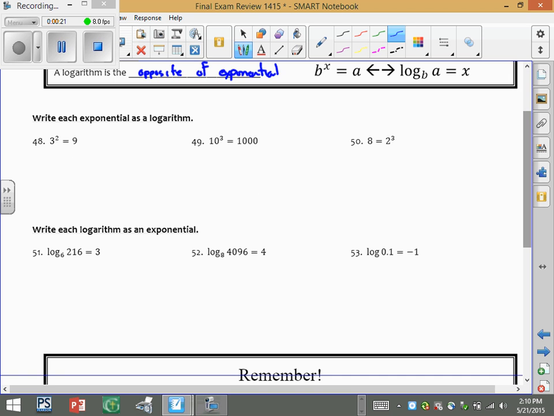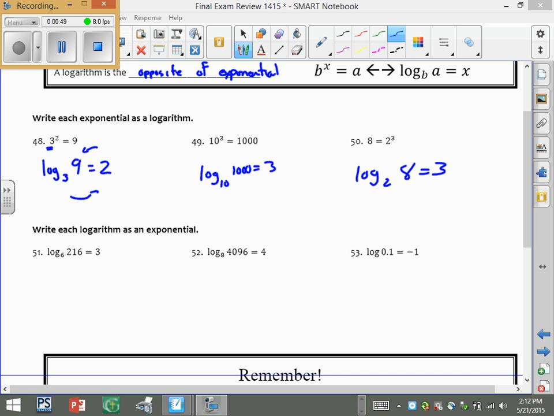The first thing we did with that unit was being able to rewrite these things in the different forms. So remember, to rewrite as a logarithm, the base here is 3. So you start with 3. I like to do the spiral. 3 squared equals 9. Here the base is 10. 10 to the third equals 1,000. And then log base 2, 3 to that.